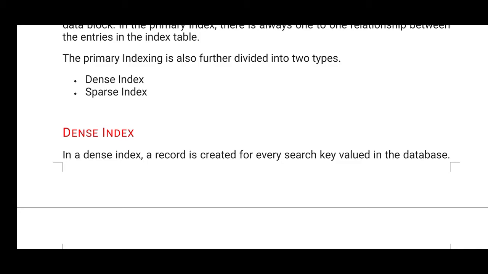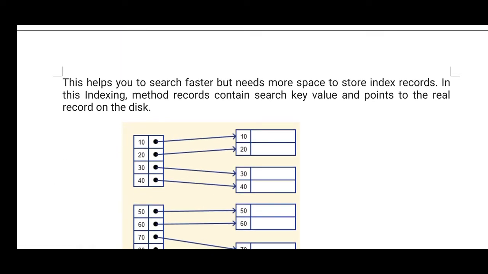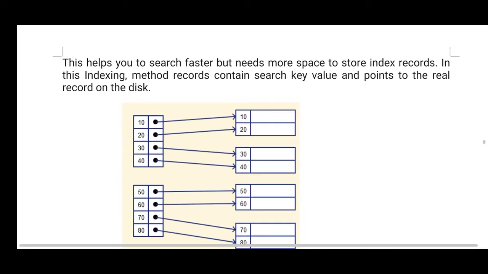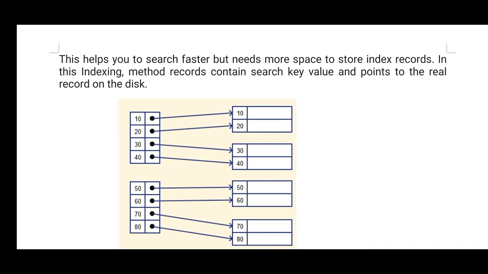In dense indexing, an index entry is created for every search key value in the database. This helps you search faster but needs more space to store the index records. In this indexing method, each record contains a search key value and points to the real record on the disk.